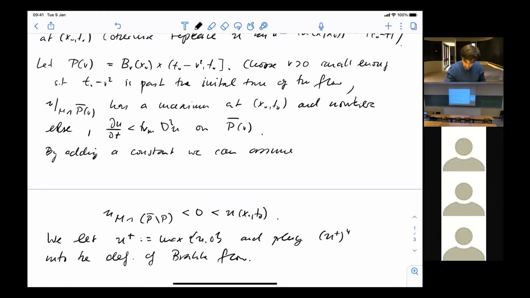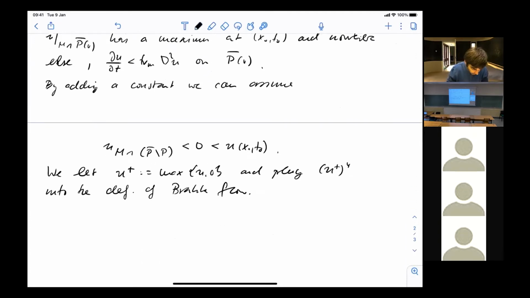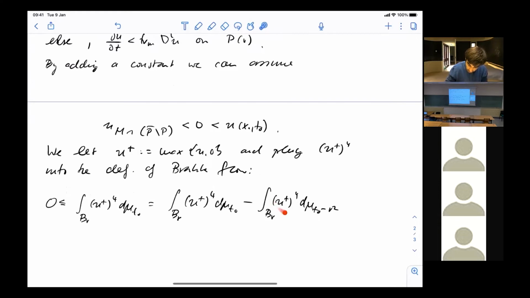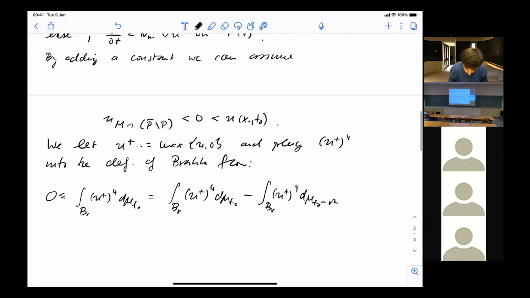Okay, let's see what is important now. That function u_plus is always 0 on this parabolic boundary. Remember, this is our assumption here, that it's negative there. So if you take the positive part, it's 0. So what we get here is 0 is less or equal than the integral over B_r of u_plus to the 4th d mu_t0, but that's the same thing as the integral over B_r of u_plus to the 4th d mu_t0 minus the integral over B_r at time t0 minus r squared. This is just because this is all 0 there.